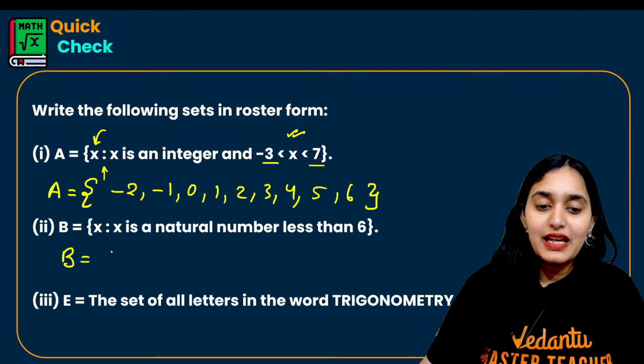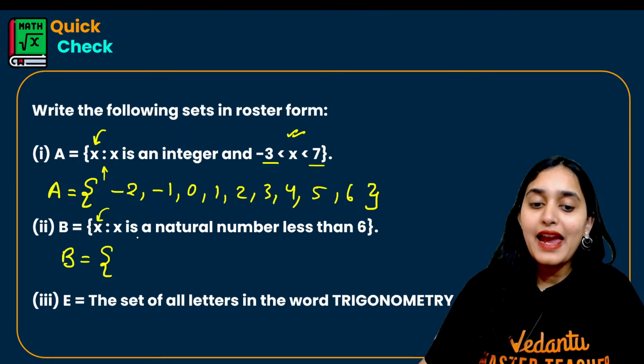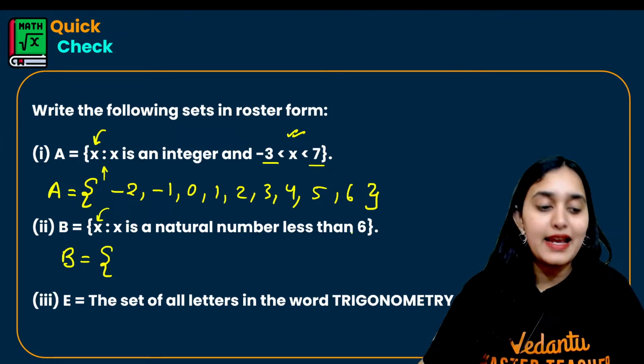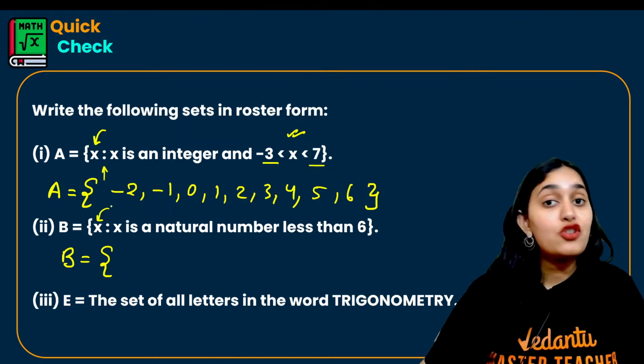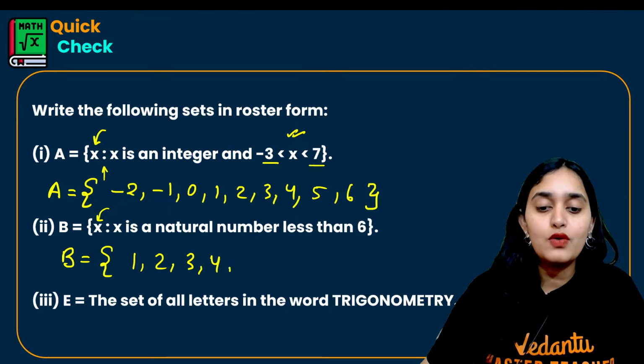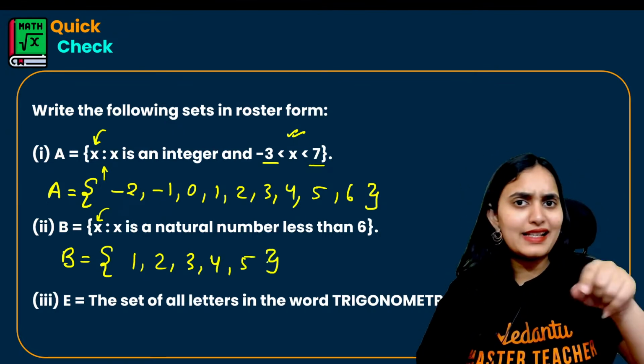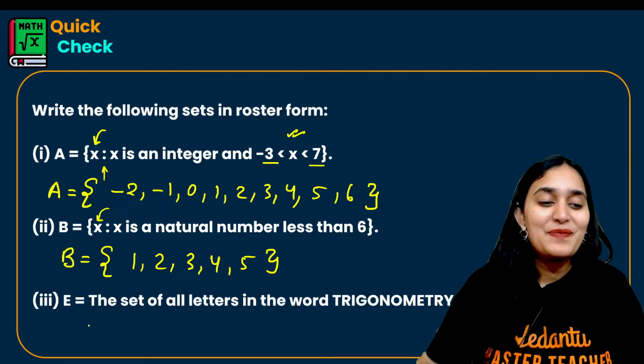Similarly, set B contains x, where x is a natural number less than 6. Tell me the natural numbers less than 6. 1, 2, 3, 4, 5. So simple. 6 will not be included because 6 is not less than 6, right?